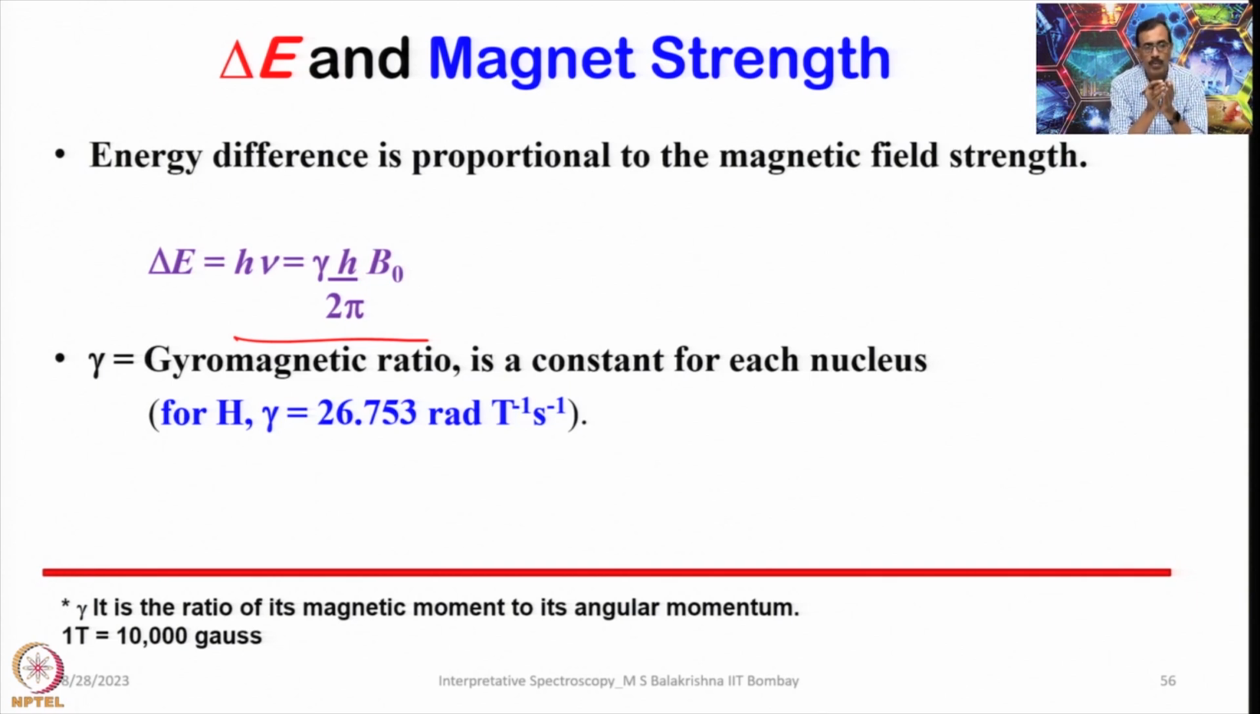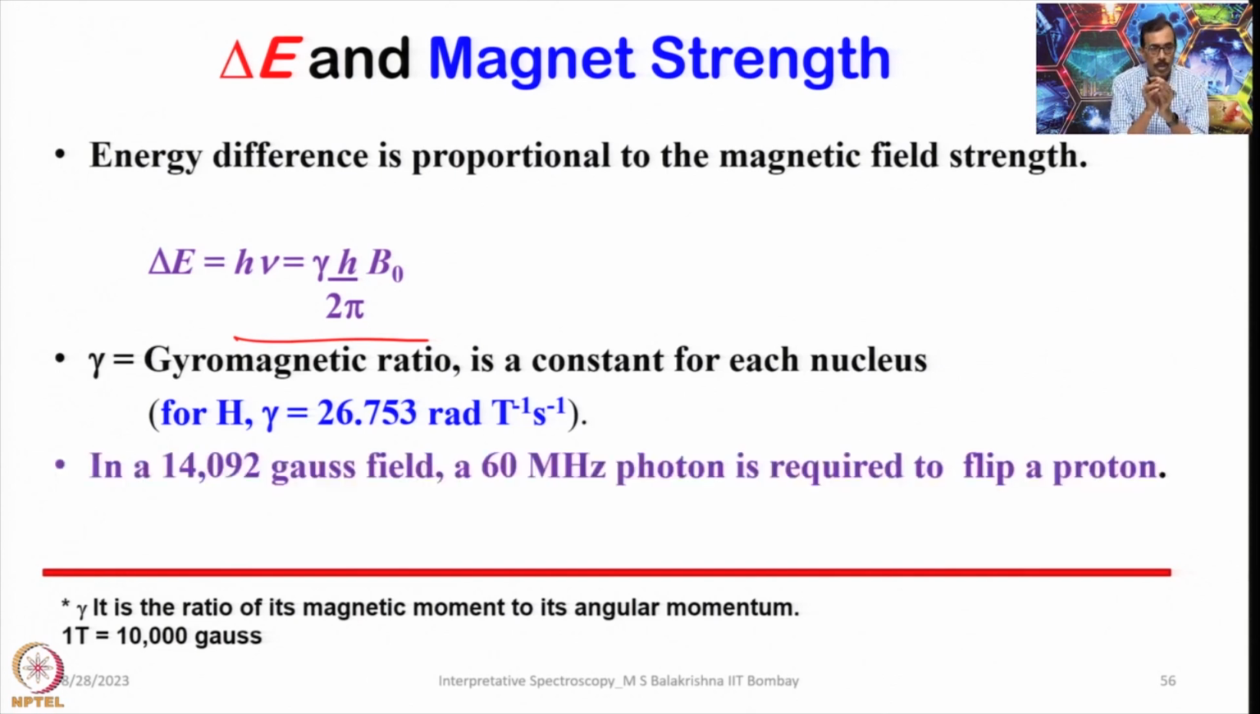What is gamma? The gyromagnetic ratio is nothing but the ratio of its magnetic moment to its angular momentum. In a magnetic field strength of 14,092 Gauss or 1.4 Tesla, a 60 megahertz photon is required to flip a proton. That means you take a proton in that magnetic field, and the other magnetic field you apply in a direction perpendicular to the applied magnetic field should have a frequency of 60 megahertz. That would cause the proton to flip. This is low energy radio frequency; the magnetic field we apply perpendicular to B naught, called B1, is low energy and comes from the radio frequency region.